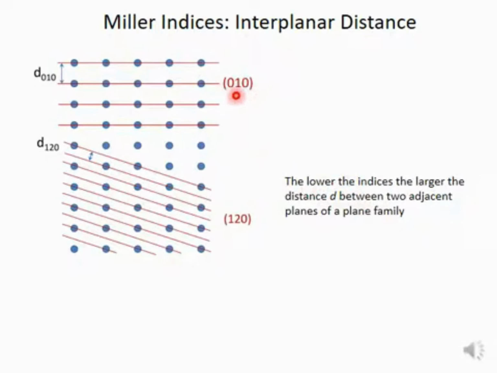The general rule is, the lower the indices, the larger the distance between two adjacent planes of a plane family. So if the indices are larger, the interplanar distance is small. So the interplanar distance is inversely related to the index. This is because the index is the inverse of the intersections.